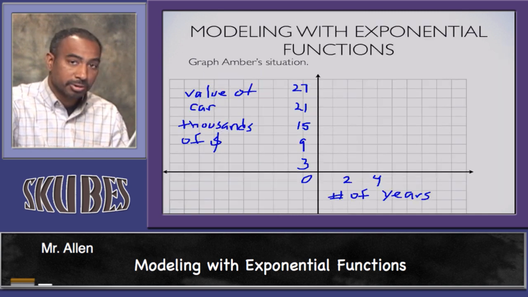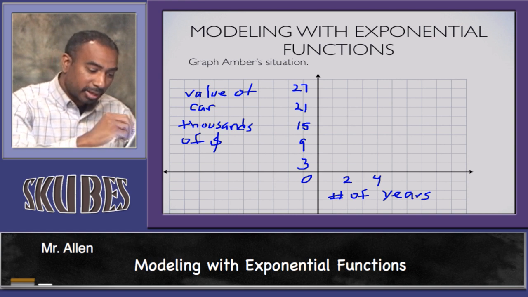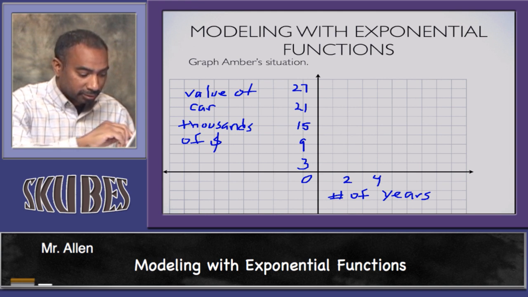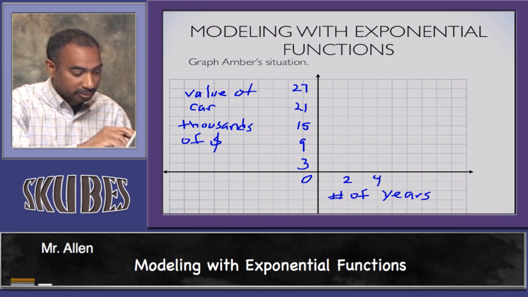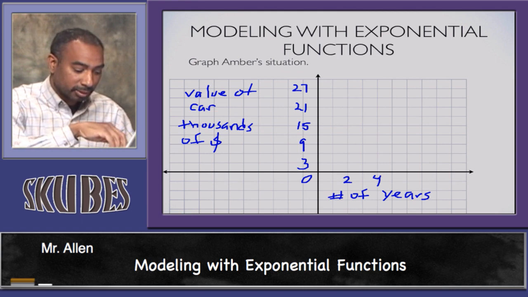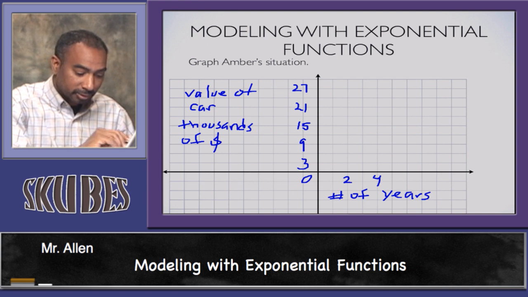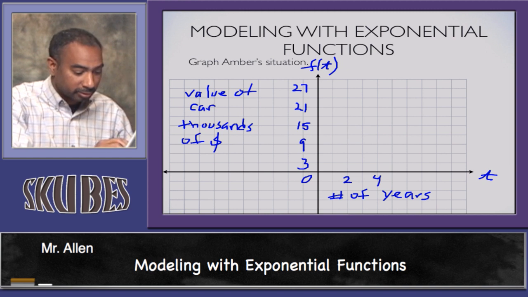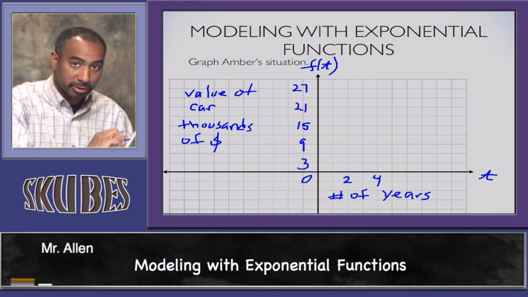All right, graph Amber's situation. So the y coordinate is going to represent the value of the car in thousands of dollars. So this represents 3,000, 9,000, 15,000, 21,000, 27,000. These numbers here on the x-axis represent the number of years. In this case, this will be the t, and this will be f of t. So you're talking about 0 years, 1 year, 2 years, 3 years, 4 years, and so on.